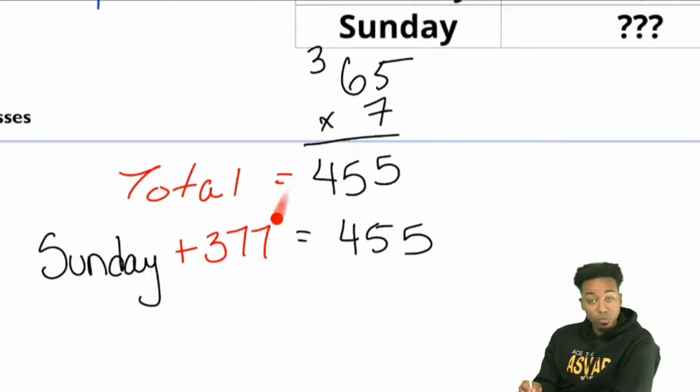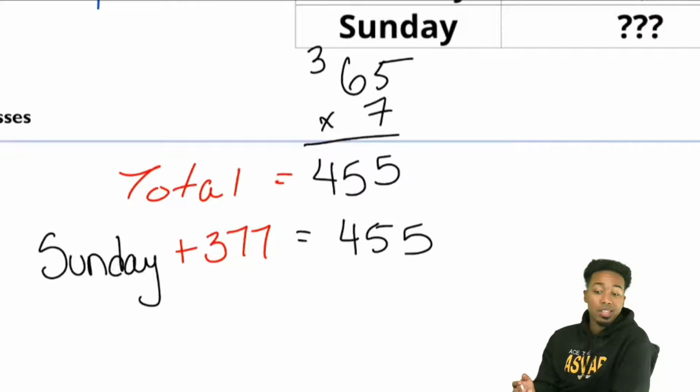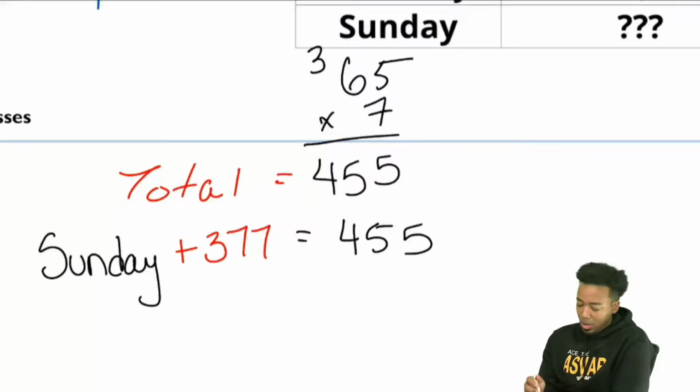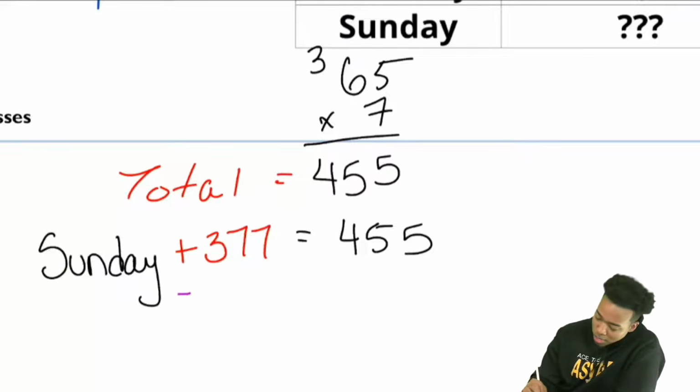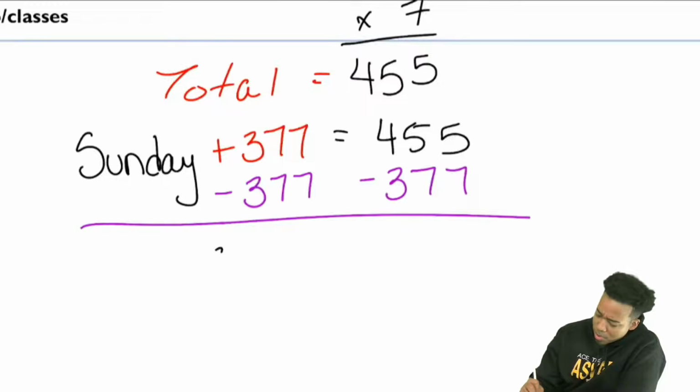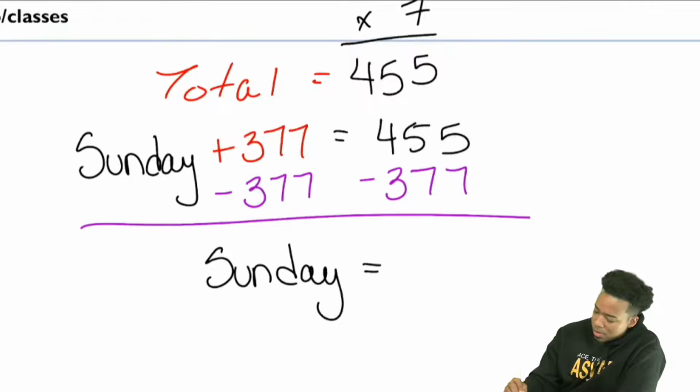Up to 400 from 377, 23. 55 plus 23, that's going to give me what? 78. And there we go. We can find that the missing number for Sunday is 78, or again, we can just subtract 377 from both sides. Nice and easy. Doing it by hand, still strong. We get Sunday equals 78 degrees. And there we have it.